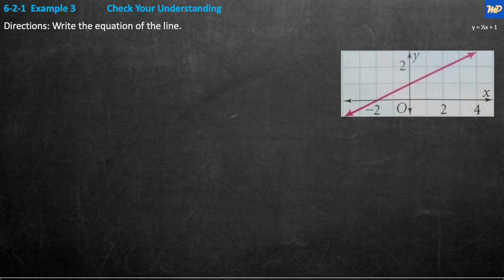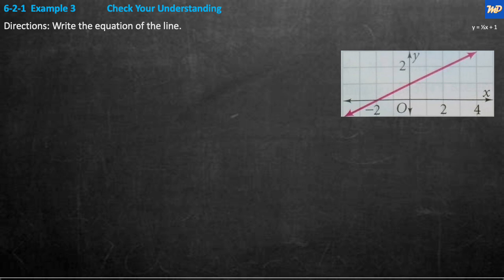Okay, example 3, check your understanding. Now it's your turn. Hopefully you'll pause and give this a try. I'll wait for you. It says write the equation of a line in slope-intercept form. So go ahead. When you get back, we'll work on it together.